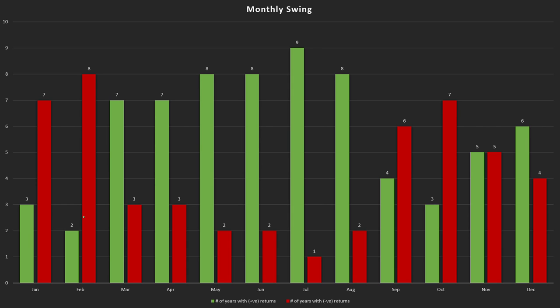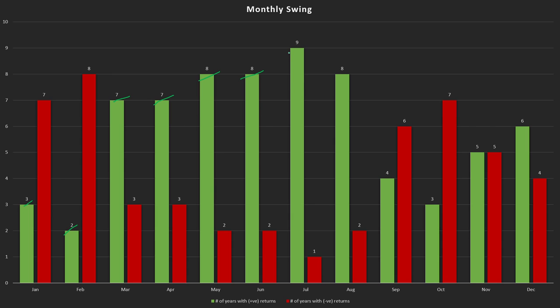It shows the yearly returns, positive or negative, the number of years with positive returns and the number of years with negative returns across 12 months over the last 10 years. January, only 3 times it gave positive returns, so not a good month for this sector. February only 2, so even worse. March 7 positive in the last 10 years, so March is good. April again 7. May 8, even better. June again very good with 8.